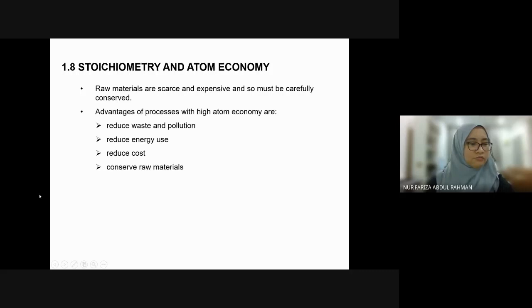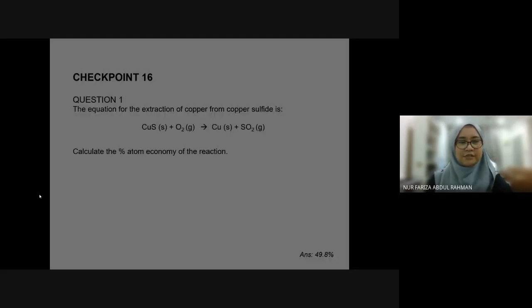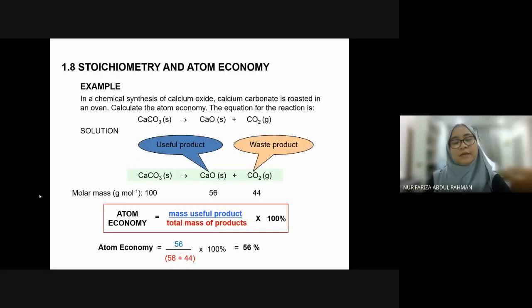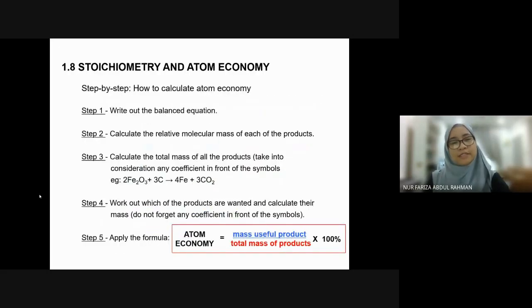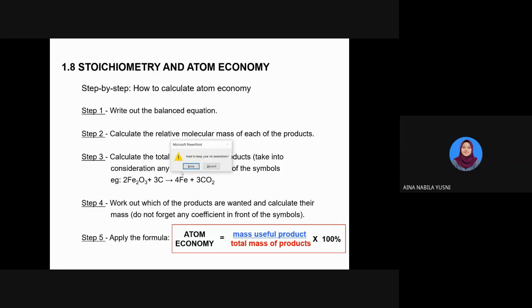Okay, alright. So we are running out of time. We have actually gone over time. Please complete the checkpoint. Whatever we have covered, that's fine. Next week we will discuss the checkpoint. Okay, any questions so far related to atom economy? No, Madam.